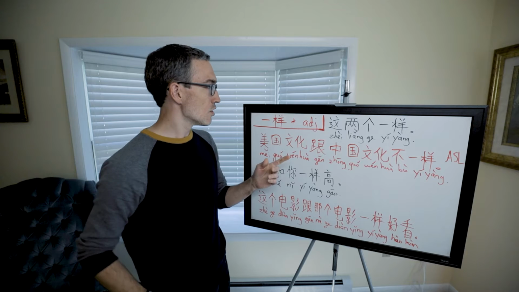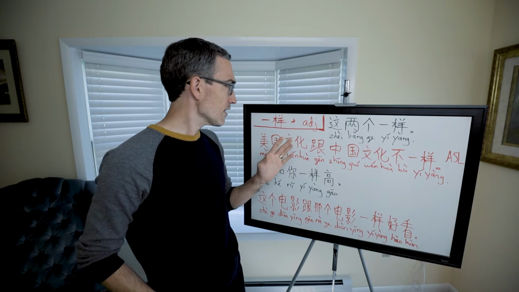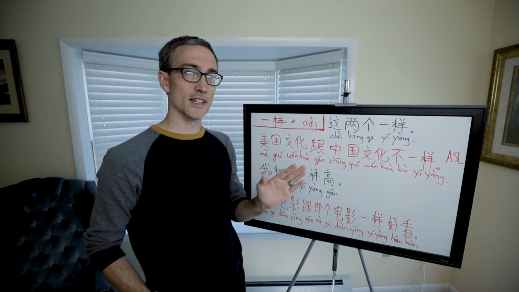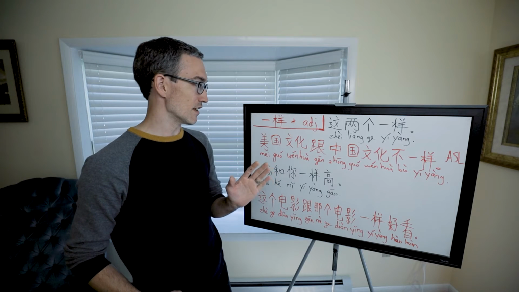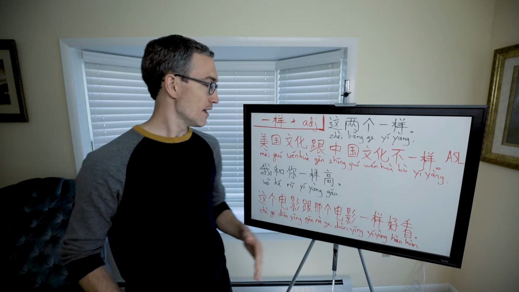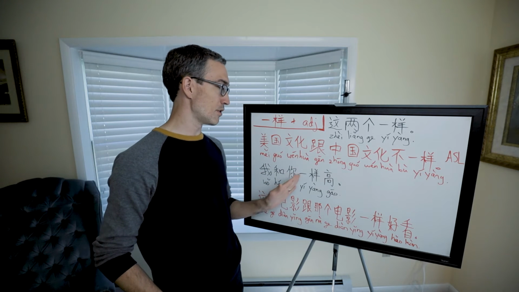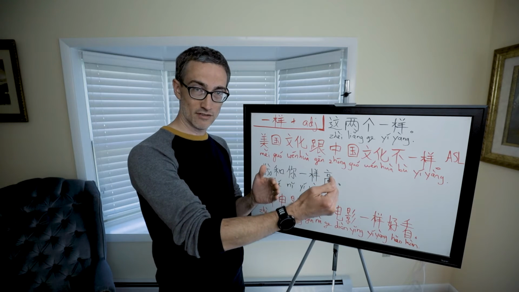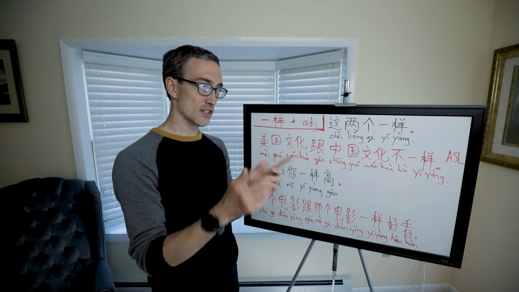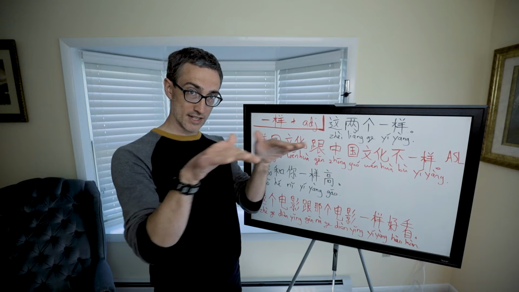Okay, so I'm going to give you two examples of when it means same, as an adjective, like saying these two things are the same. And then I'm going to give you two examples of putting it before an adjective to mean equally that adjective. Like equally tall. These two things are equally tall. They're the same.